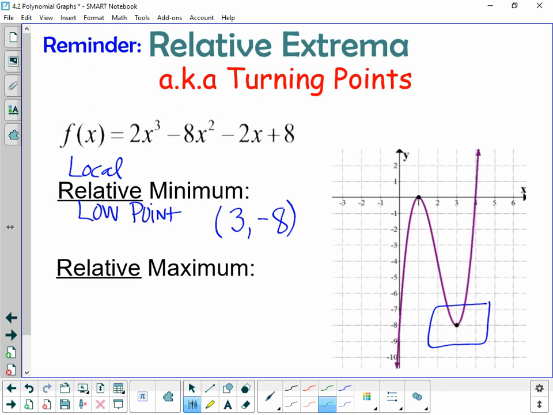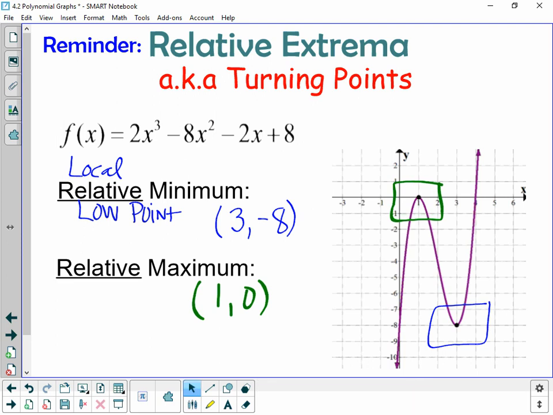And the relative max, or a high point on this graph, would be the point (1, 0). And remember, they can have more than one of these relative mins or relative maxes. You just look at the function, and based on that function, you decide.